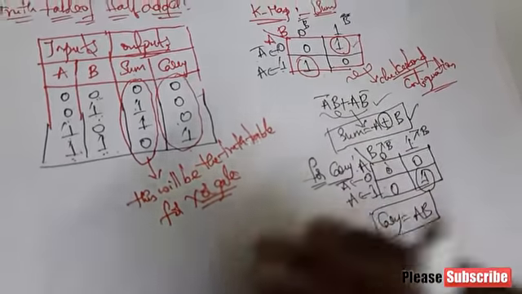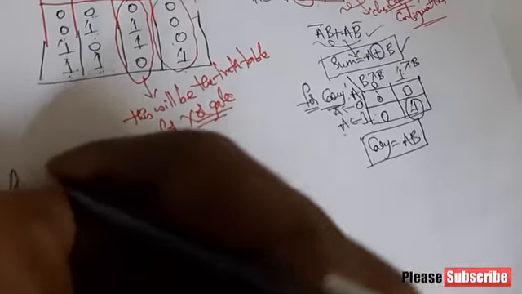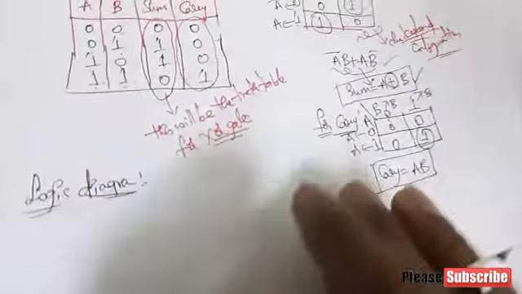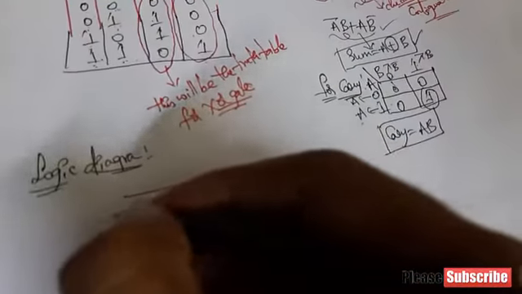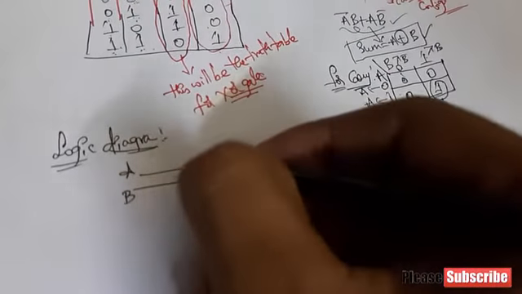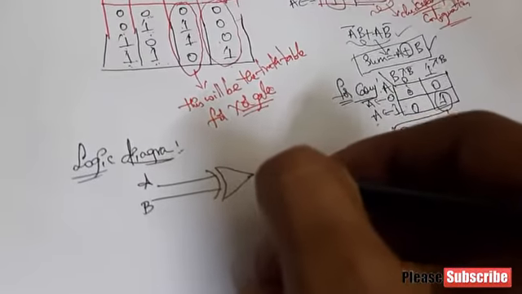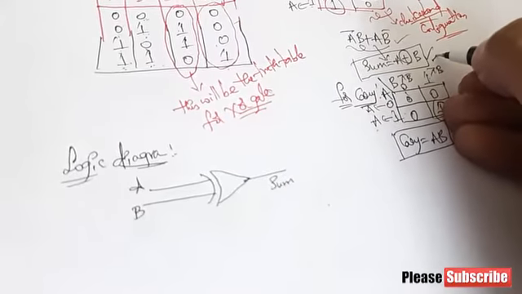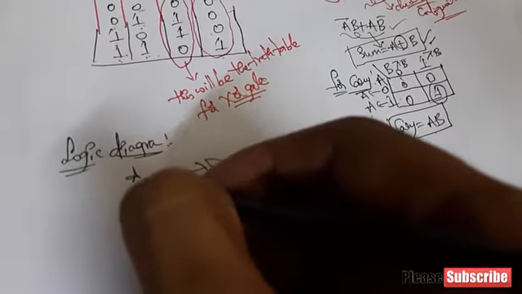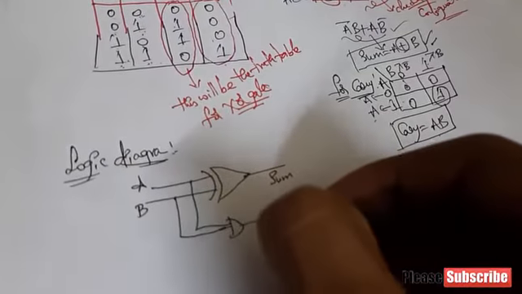Let's see the logic diagram for this half adder. This will be input A, input B. This will be the XOR gate, right? Sum we will get from the XOR gate. Now let's see the carry. A, B will be given to the AND gate. You will get the carry.